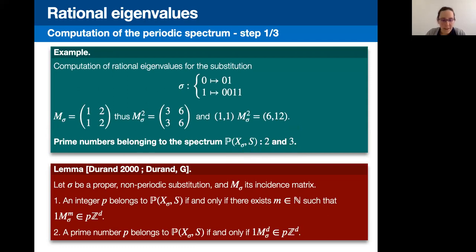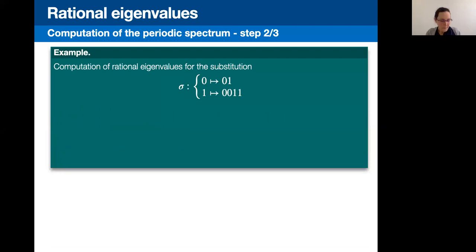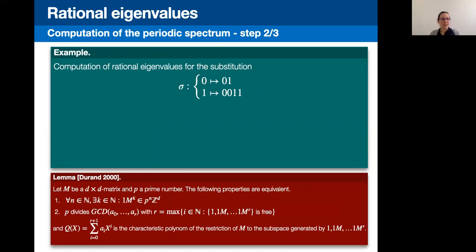Then two cases can occur. Perhaps these numbers appear in the periodic spectrum with unbounded exponent, or in the other case, we can have a number that appears in the periodic spectrum with bounded exponent. This is the aim of the second step, to separate these two cases. And we have a lemma of linear algebra that was proved by Durand in 2000. So we have the equivalence between two properties.